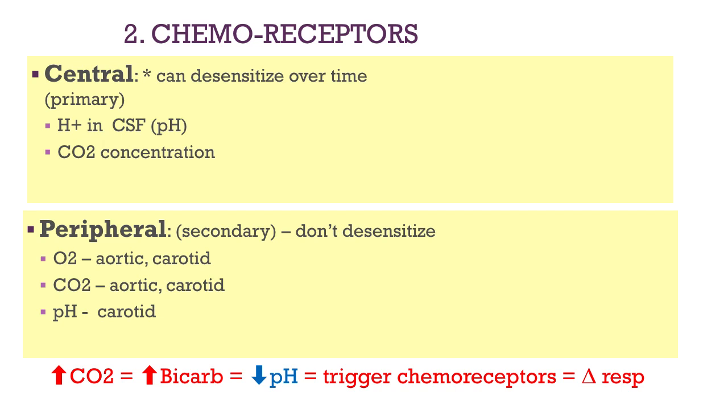So the little equation down at the bottom is just showing you how as carbon dioxide rises, bicarbonate is increasing and the pH of your blood is going down. You are becoming more acidic. This triggers your chemoreceptors and results in a change in respiration.